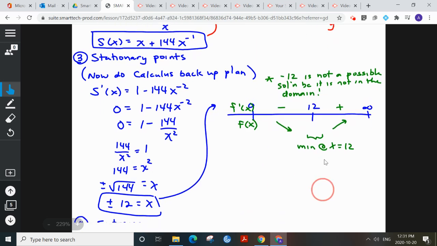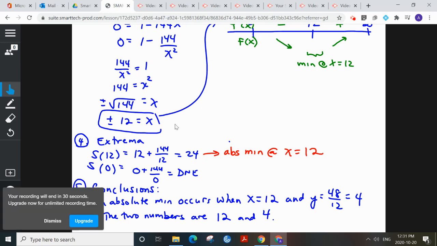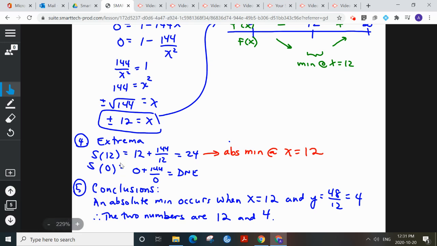Okay, so now the last thing I'm going to do is find my extrema. Those are my extreme points, maxes or mins. So I'm going to evaluate s at 12 and find out that that's 24. I'm also going to test my endpoints. I can't test infinity, but I can test 0. So I'm going to evaluate s at 0. It doesn't exist, which means I must have the absolute minimum at x equals 12.